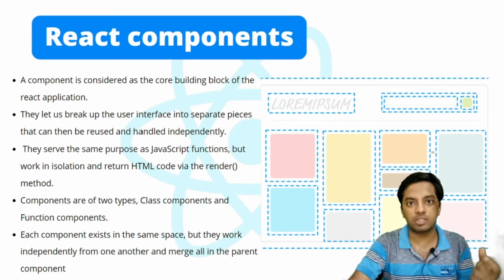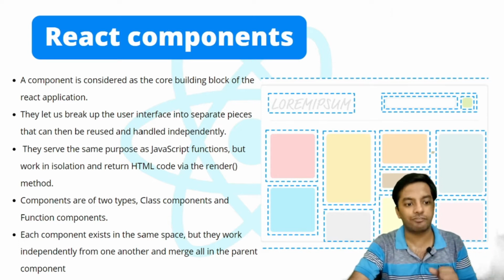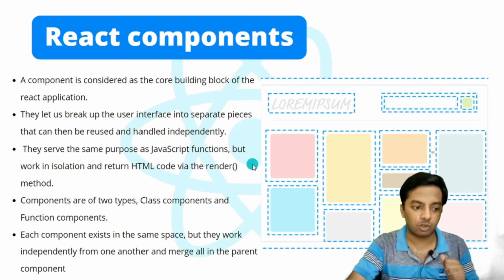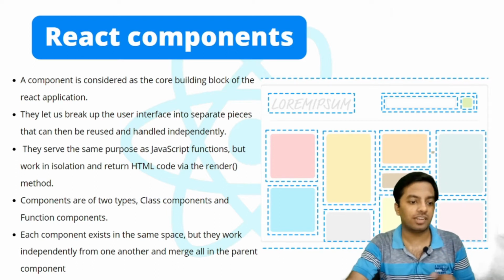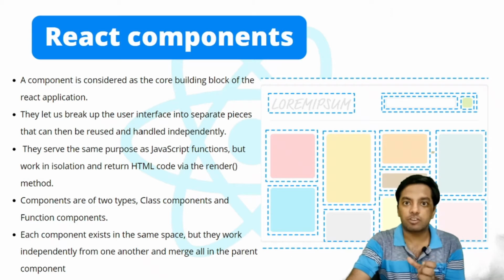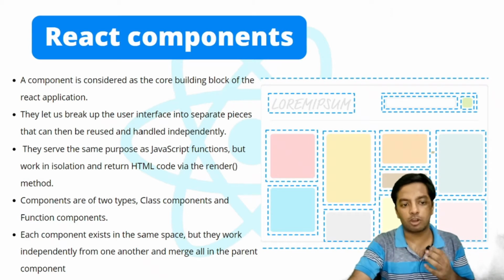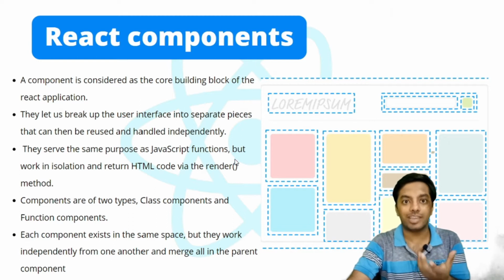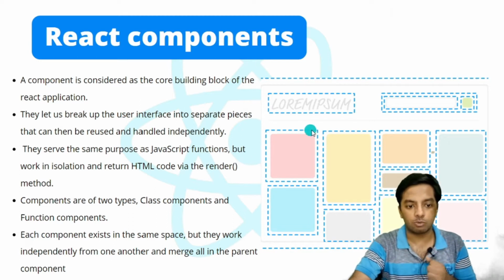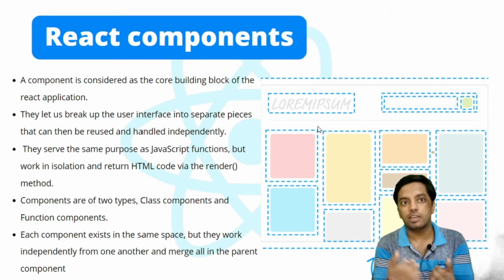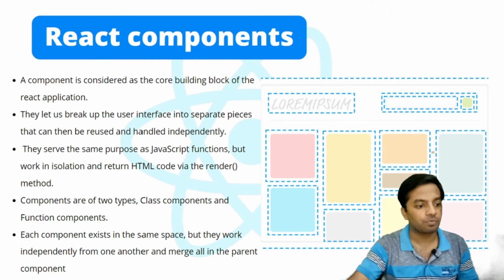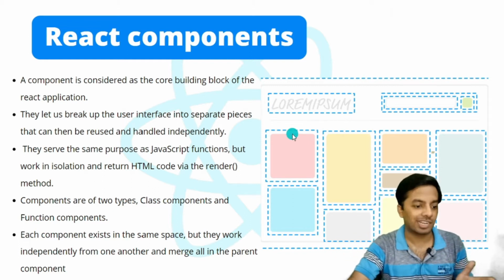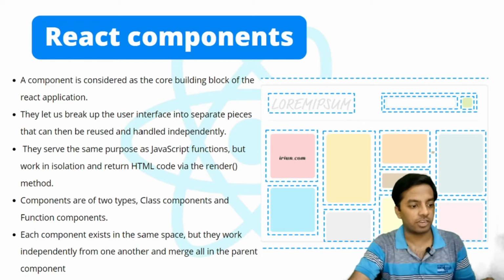We write functions once and call them each time we need them, but they work in isolation and return HTML code via the render method. A JavaScript function returns a single value or an object, whereas a React component returns HTML code to be displayed. In the case of a button, it returns the entire code of the button. Components are of two types: class components and functional components. We'll be discussing them in just a minute.